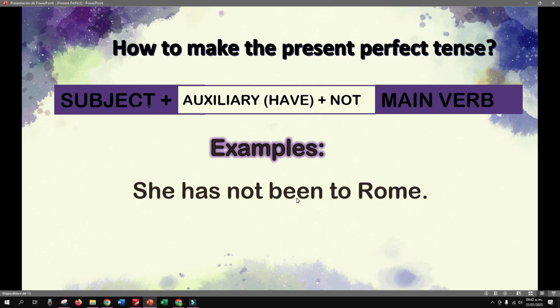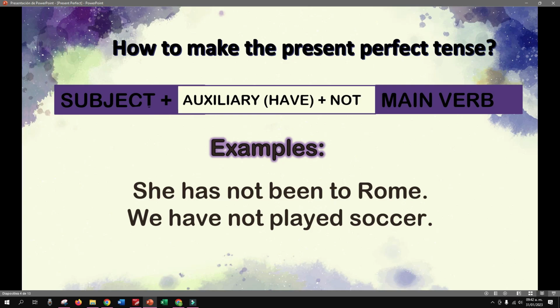What is "been"? Look at this one. That is the past participle of the verb to be. So we have, she has not been to Rome, right? Like in Spanish, that will be "ella no ha estado en Roma." That will be like the translation for this sentence, right?